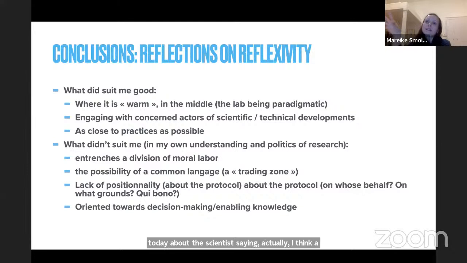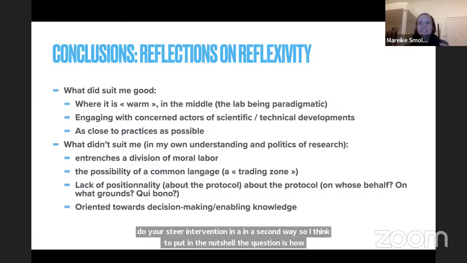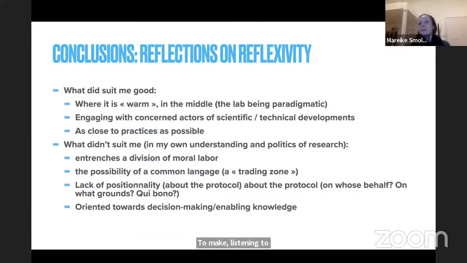But other than noting this and maybe reflecting in the STIR process, okay, pre and post interview environmental issues were very big on the agenda all the time. So they're not really deliberate modulations related to the STIR protocol. Other than that, I'm not sure what to do with this resistance, because I didn't see from the paper that you revised your method. Or is this what you would do if you were to do your STIR intervention a second time? So I think, to put it in a nutshell, the question is how can we make listening to scientists' resistance productive for STIR, to do STIR better or differently?